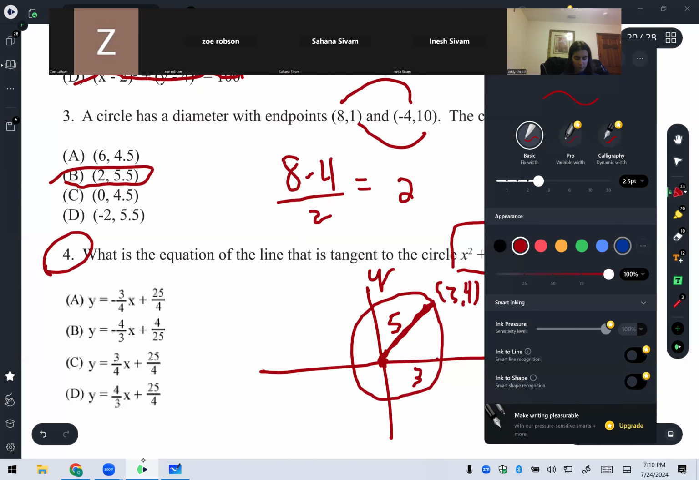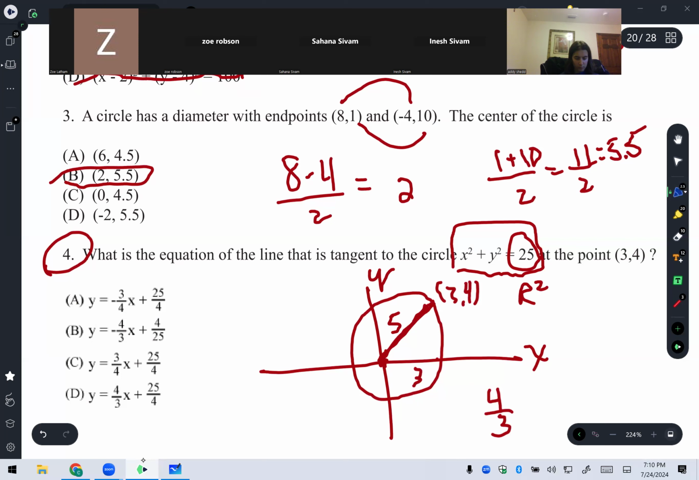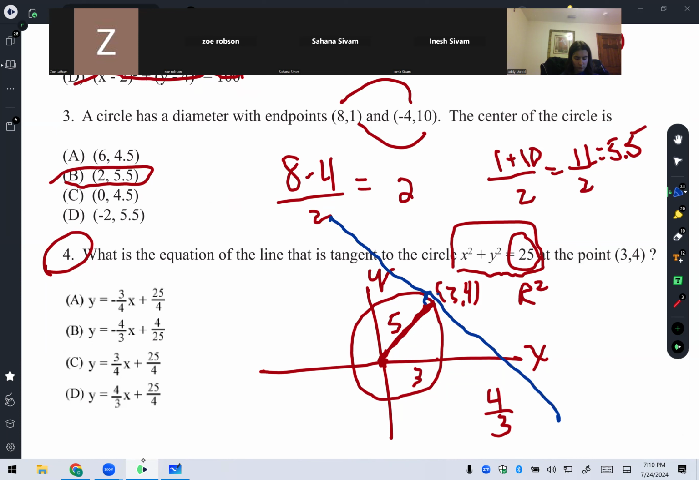I'm drawing it, making it darker. Oh, come on. You just gotta click over here somewhere. Okay, so the tangent line would be going down this way. So remember, it's perpendicular at the point of tangency. What's the slope of the perpendicular line? Who can shout out what the slope of the perpendicular line is?